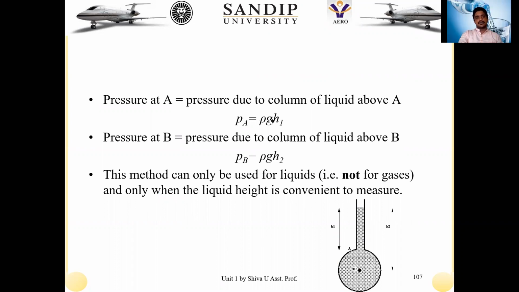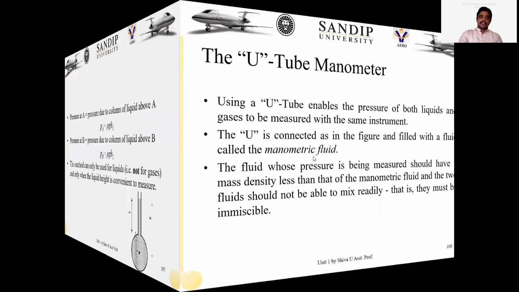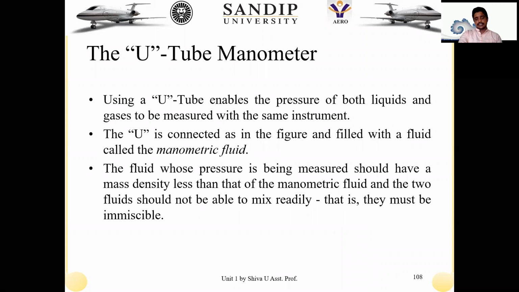Pressure at point A is rho into G into H1. If H1 is known, then definitely I will know the pressure at point A. The density represents the density of the fluid present inside, and G is the acceleration due to gravity, which is equivalent to 9.81. Similarly, at point B we can measure the pressure available, which is rho G H2. But one condition is given here: it is not useful for gases. For gases we can't measure by this method.